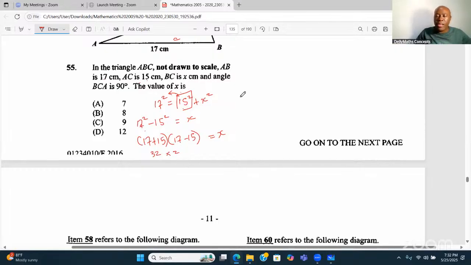That is 64. So I'm having 64 equal to x squared. If I take the square root, the answer is 8. Boom. Now you don't have to do it that way. You could do it the regular way now.